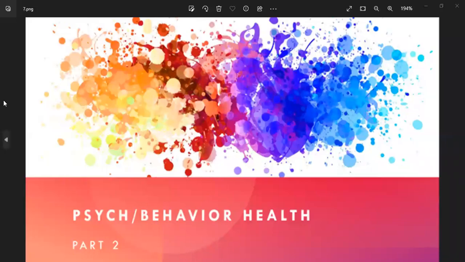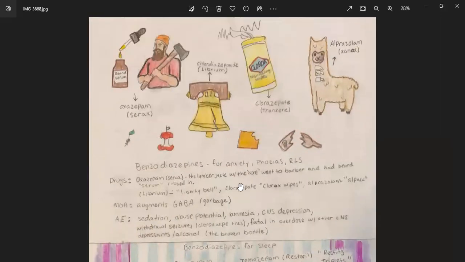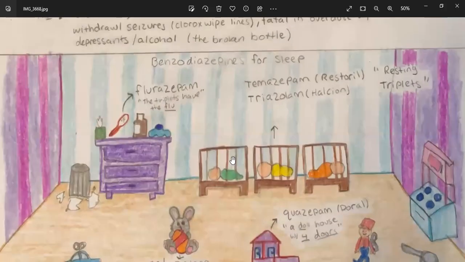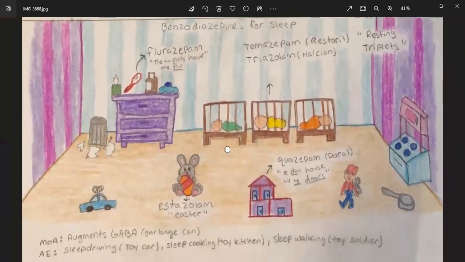And welcome to part 2 of our psychology behavioral health unit. This is pharmacology. So we left off with our benzodiazepines, and I'm going to continue with benzodiazepines, but this time these are going to be specifically for sleep. So I'm coming a little bit out of order compared to the PowerPoint, but that's okay.